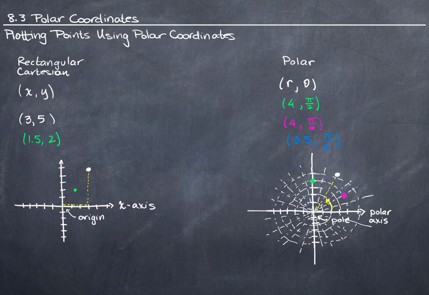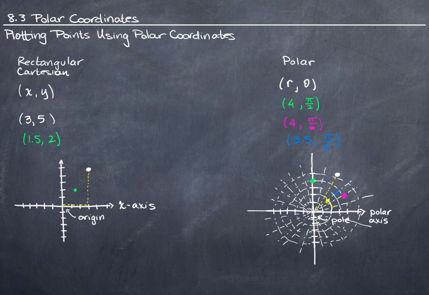I know that blue is harder to read on the screen, and I apologize, but this is 3.5 and this is pi over 4. So using the technique that I was suggesting before, I'm going to go out to my x-axis, I'm going to go around the pi over 4 angle, and then I'm going to go back to the origin, and following that line, I'm going to go out 3.5. 1, 2, 3 and a half. I'm going to end up about there.